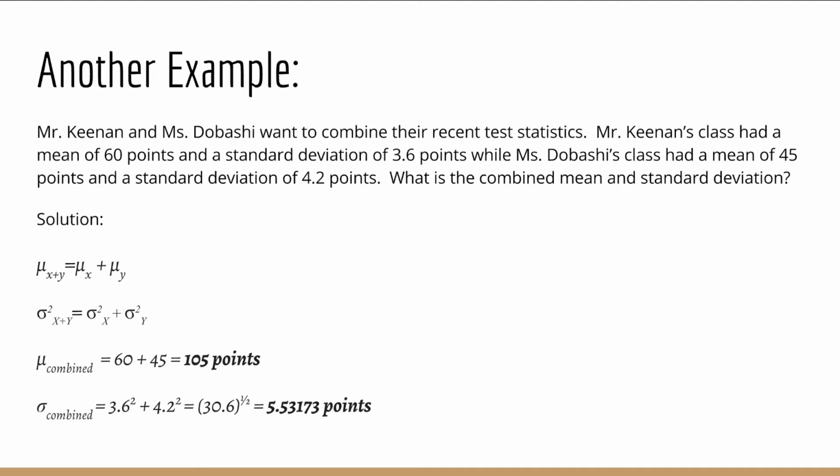When we add the standard deviations, it gets a little bit more complicated because we actually have to add the variances. To do that, we are going to square the standard deviations of both classes to get their variances, which would be 3.6 squared plus 4.2 squared. When we add them, we get 30.6, and then we need to take the square root of that, which gives us the combined standard deviation of 5.53 points.